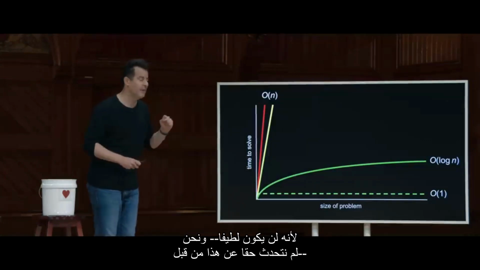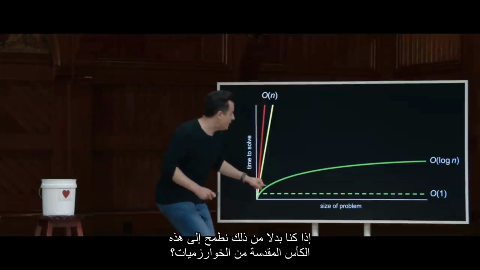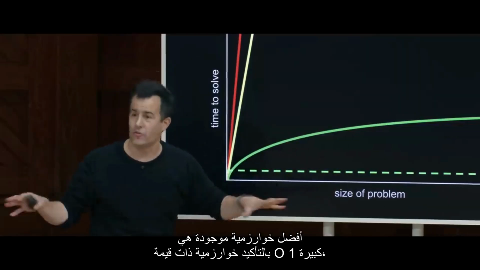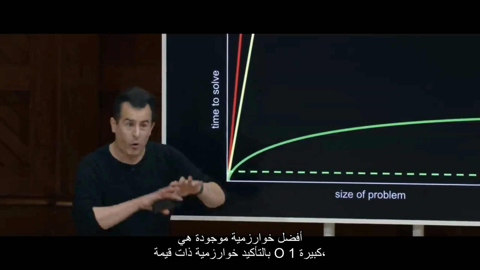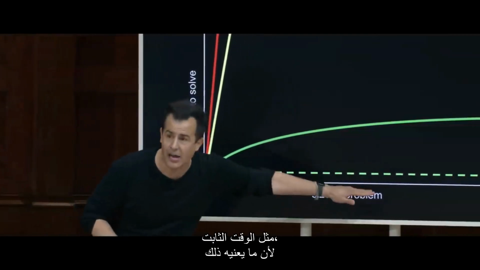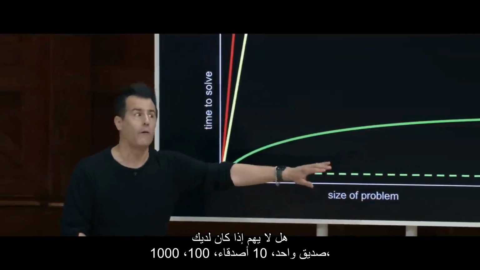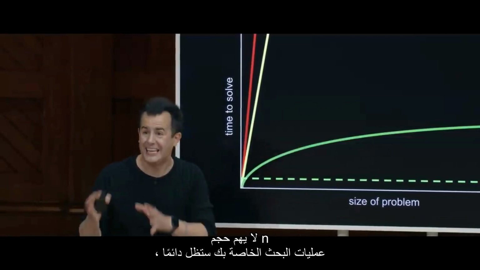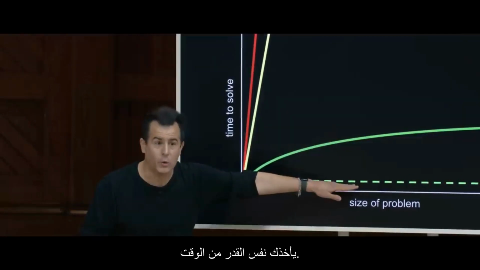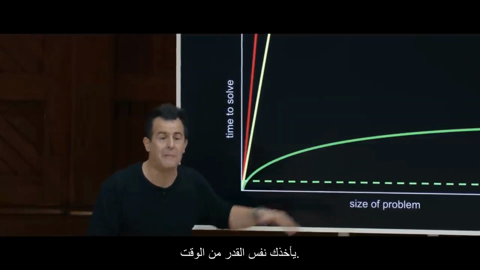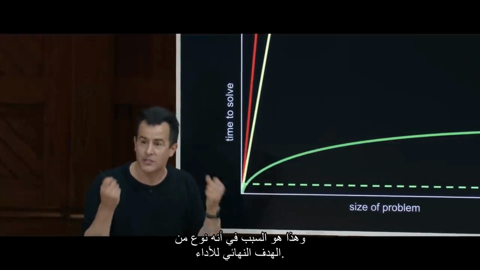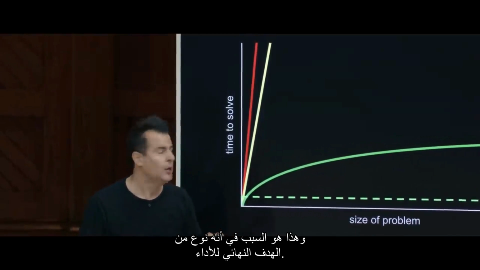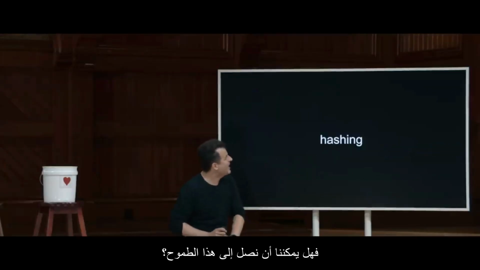Because wouldn't it be nice, and we've not really talked about this before, if we instead aspired to this sort of holy grail of algorithms? The best algorithm out there is surely one that's big O of 1, constant time. Because what that means is it doesn't matter if you have 1 friend, 10 friends, 100, 1,000, a million, a billion friends. It doesn't matter how big n is. Your searches will always take you the same amount of time. It is independent of n. And that's why it's the ultimate goal for performance. So can we get to this aspiration?